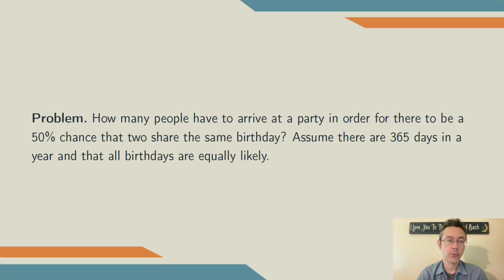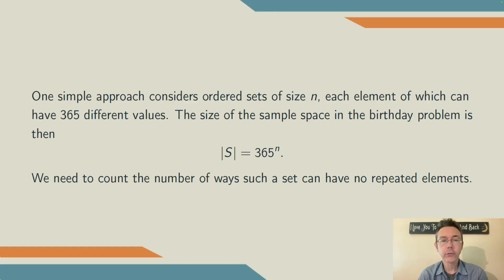Assume there are 365 days in a year, which isn't quite true, and that all birthdays are equally likely, and that's definitely not true. One simple approach considers ordered sets of size n, each element of which can have 365 different values. So if you have n people, the first one arriving can have 365 different birthdays, the second one can have 365 different birthdays, and so on. All of those counts are independent of one another, so the sample space in the birthday problem has size 365 to the n. Next, we need to count the number of ways that a set like that can have no repeated elements.